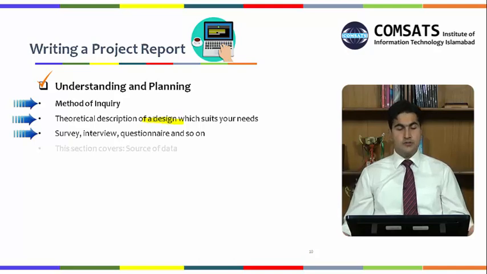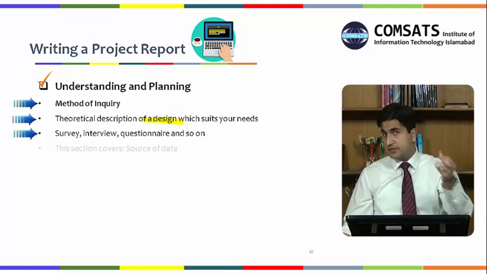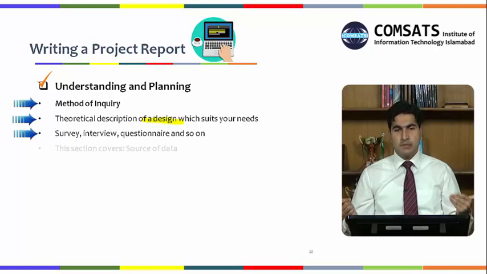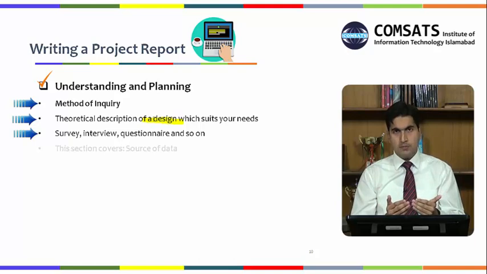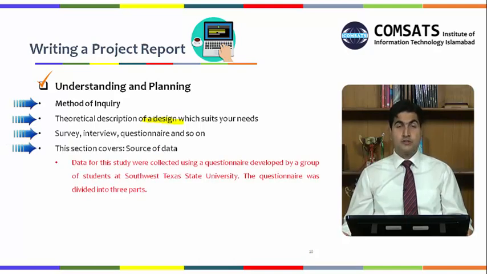Meaning these can be the sources of data collection. It can be a survey, an interview, a questionnaire, or any other source of data collection that you can design and defend before the moderators. So it all depends on whether it's really practicable and applicable, and in that sense, of course, you can apply it. But this is the stage in which you have to clearly define it. The point here is that this section covers the source of the data and how it was collected.